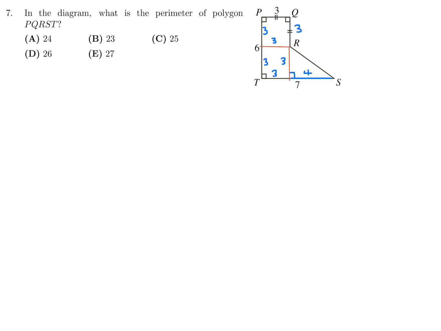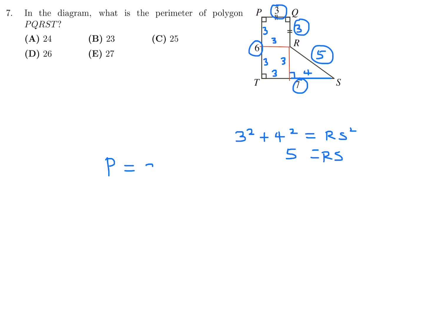And then this is a grade 10 contest, so by grade 10, I'm sure you're aware of the 3, 4, 5 triangle, if that's a right angle. In case you weren't, you can figure it out through Pythagoras. And if you do, you get RS is equal to 5. So that's 5. So now the perimeter of this whole shape will be this 3, this 5, this 7, and this 6. So we got 3 plus 5 plus 7 plus 6, and that is equal to 24. So number 7, the answer is A.